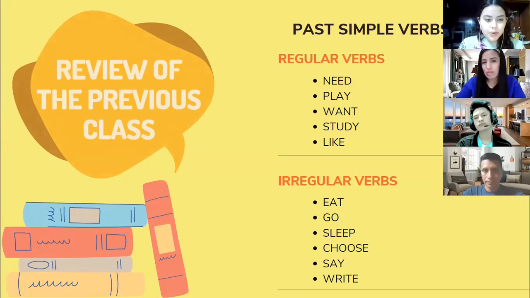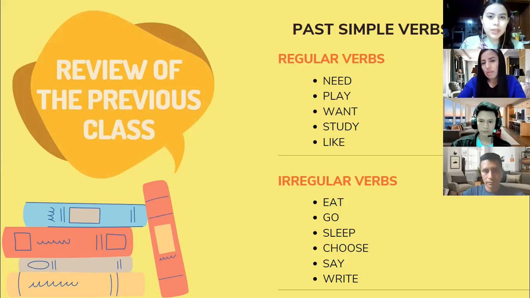So let's remember that in the previous class, we checked the past simple. Specifically, we checked the verbs, right? So, Raúl, what is a characteristic for regular verbs? The main characteristic in regular verbs is that we have to add ed at the end of the verb. Yes, correct. We have to add an ed. But sometimes this could change a bit.